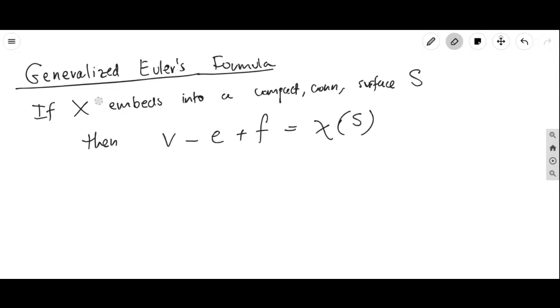So yeah, this is what we have. So X embeds into a compact connected surface S, then this is what we have. And this just follows, I mean, there's nothing to prove here. This just follows from all of the previous results that we talked about. Because if X embeds into S, the embedding gives you the triangulation. So this is the Euler characteristic of the triangulation, and that's a topological invariant, so that's just equal to the Euler characteristic of the surface. So there's nothing to prove.